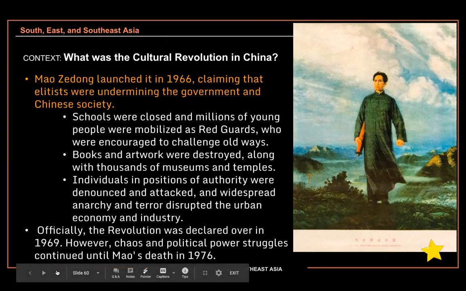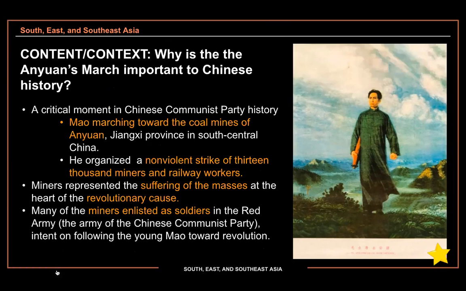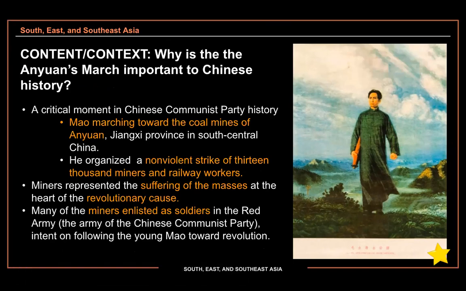But let's focus on this one, right? I should have stuck this back in the earlier part. So this is how this relates to Anyuan March in Chinese history. He organized a nonviolent strike of 13,000 miners and railroad workers. He saw the suffering of the miners as symbolic of the suffering of the poor or working class of China. A lot of these miners were enlisted into the Red Army and became soldiers for communism.